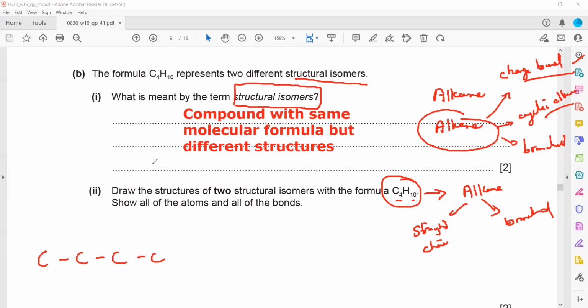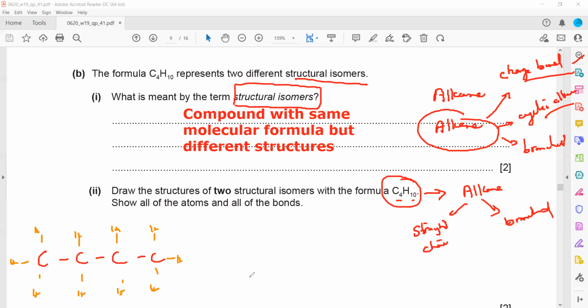That's why this will have 3 hydrogens. This will have 2 hydrogen. This will have 3 hydrogen. And this will also have, this will have 2 hydrogen and the last one will have 3.